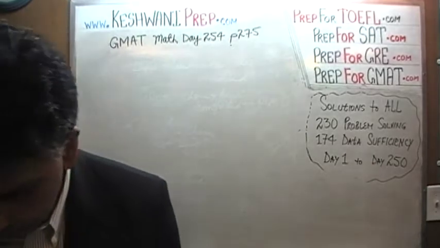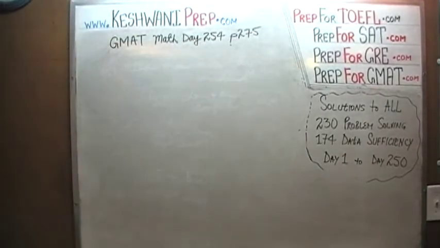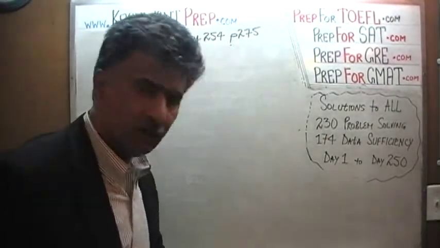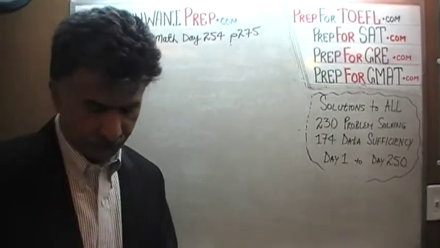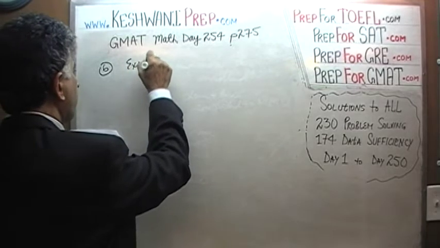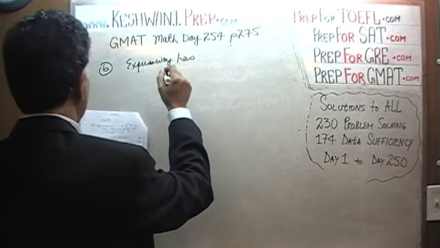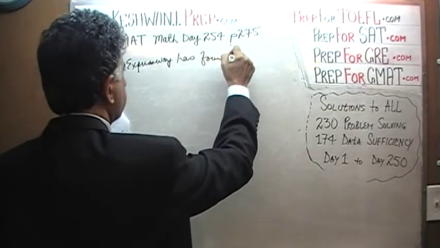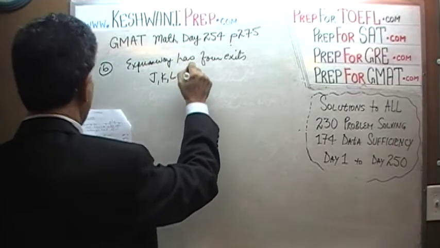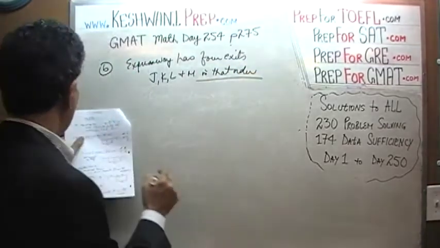So let's get going. Problem number 6 is what we're going to do right now. Problems 1 through 5 we did yesterday on day number 52. It says that we have an expressway which has 4 exits, J, K, L and M, in that order. It is very important that they emphasize in that order.